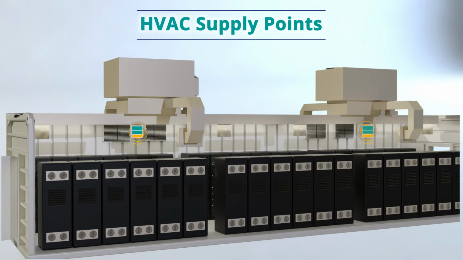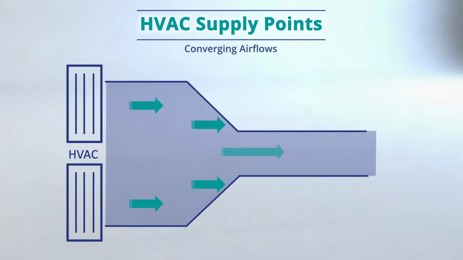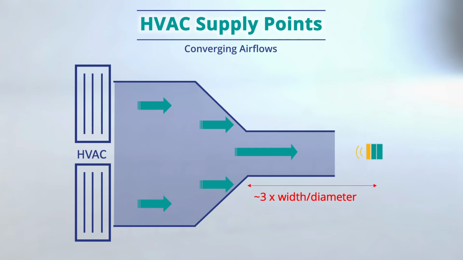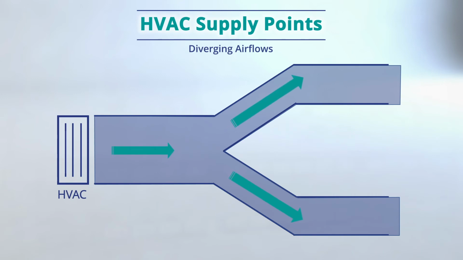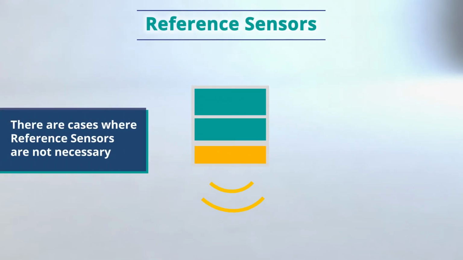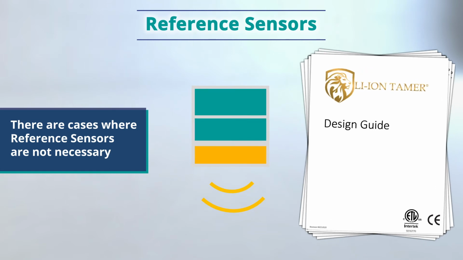One reference sensor is necessary for each HVAC unit supply vent, regardless of vent size. If airflows converge, a single reference sensor may be mounted at around 3 widths or diameters downstream from the converged opening. If ducting is not long enough to mount the specified distance downstream, simply mount the sensor near the duct ending. If the airflows diverge, we look to place a single reference sensor prior to the point of divergence. There are cases where reference sensors are not necessary, which are detailed further in the design guide.